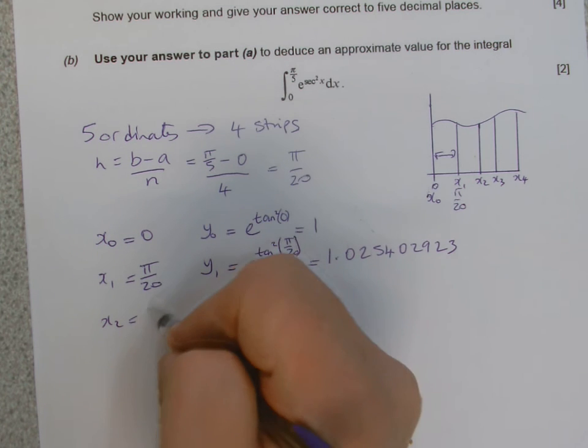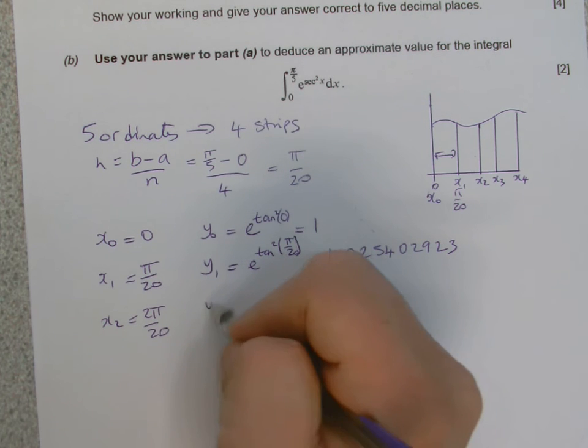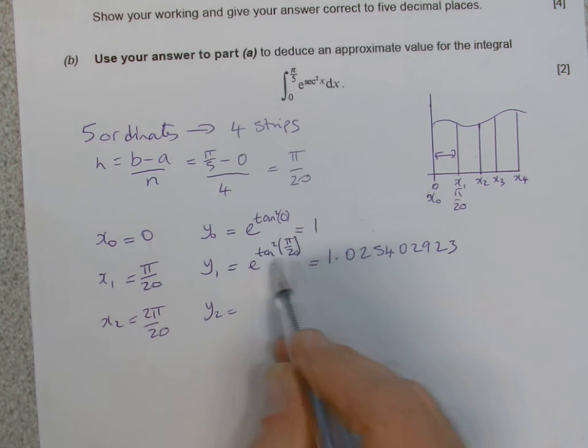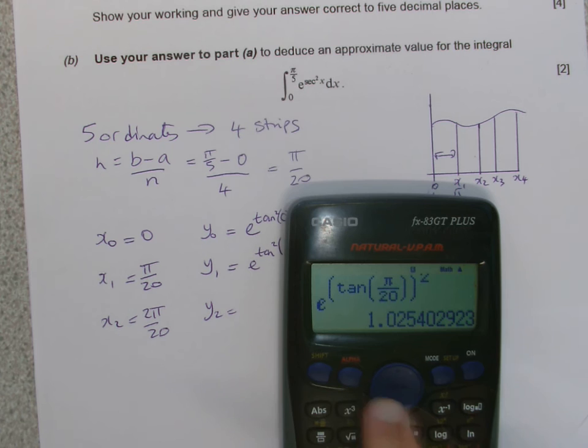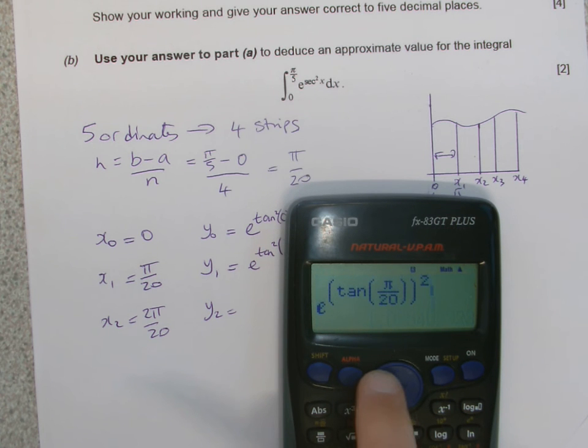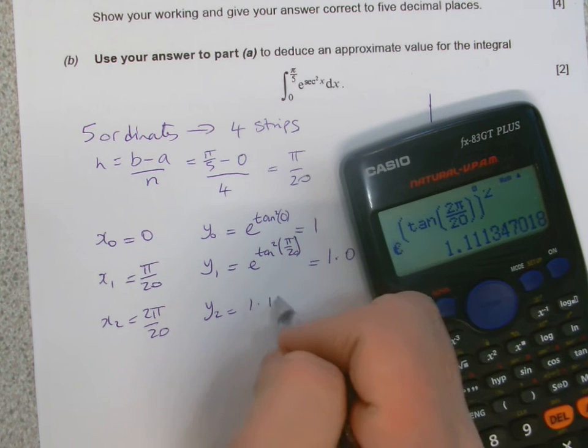So if you add another pi over 20, you've just got 2 pi's over 20, haven't you? Basically. So then your y2 will be this with 2 pi over 20 in. Okay, I'm not going to write that out again. There's no need to keep writing it. The most important thing is the answer. So I go back here now on this, and I'll chuck in 2 up the top, and I've got then my answer there, 1.111. So I'll write all that in, 1.111, 347,018.